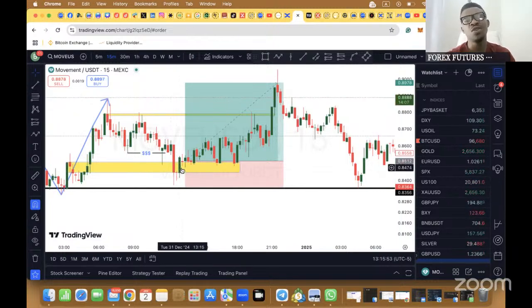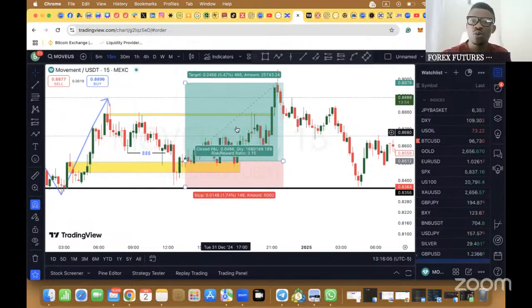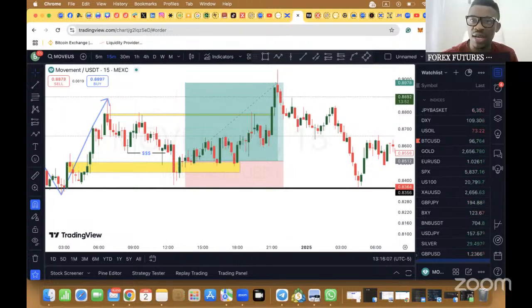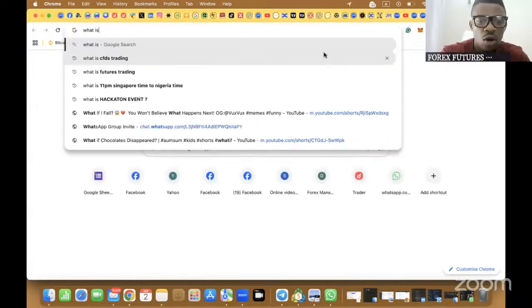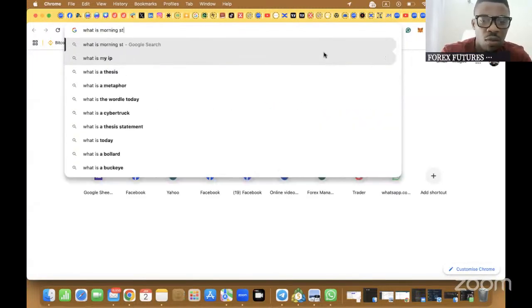Somebody says, no, James, this is not a morning star because the green candle did not go above the red candle, and a morning star is a 3-candle pattern. But the green candle, which should form the end of the morning star, this thing I'm always calling morning star. What is morning star candle?